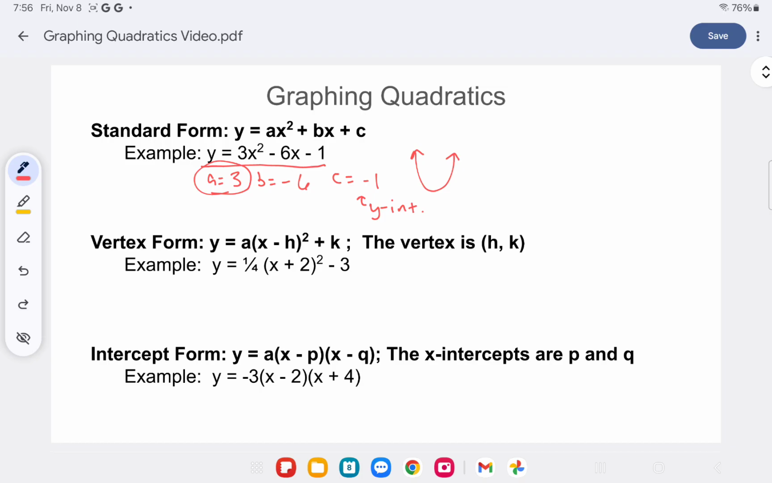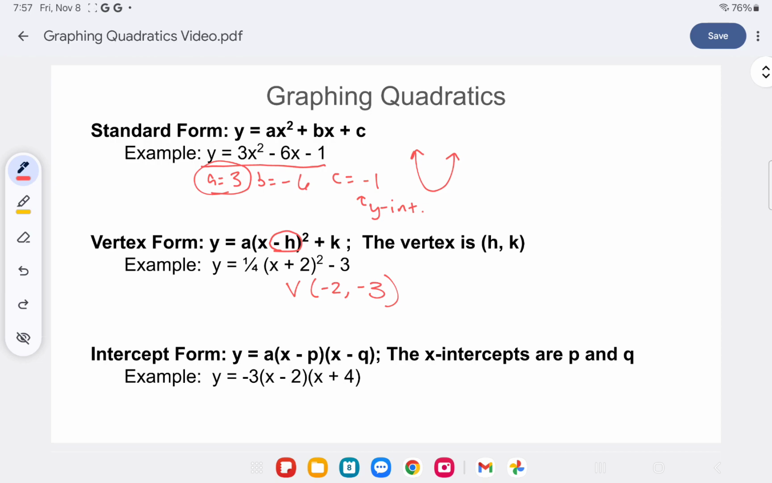Vertex form is the form y equals a times x minus h squared plus k, where (h, k) is the vertex. So in this example, y equals 1/4 times x plus 2 squared minus 3, our vertex would be (-2, -3). The -2 is your h. It's going to be negative because of this minus h, so minus a -2 would make that a +2. So our h is -2 and our k is -3.